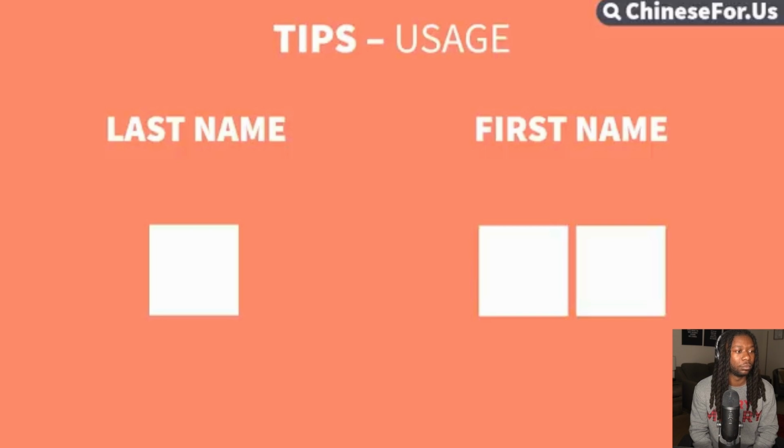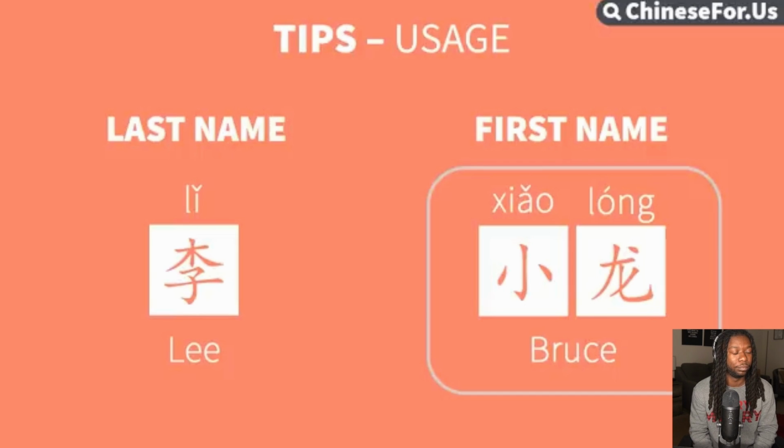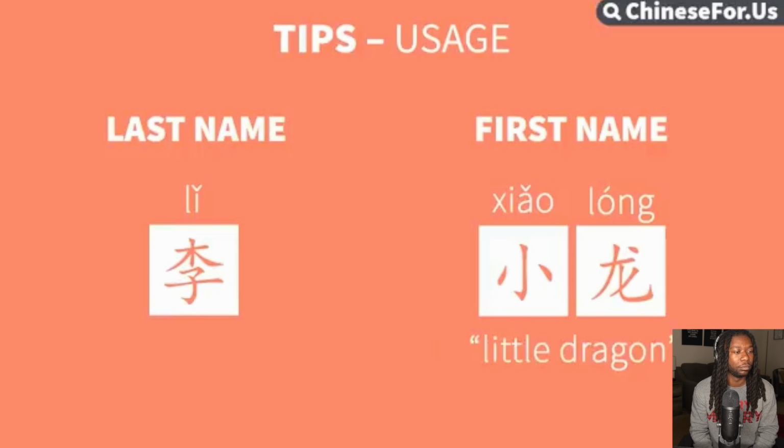For example, Bruce Lee's Chinese name is Li Xiaolong. Li is his last name. Xiaolong is his first name. Literally, it means little dragon.